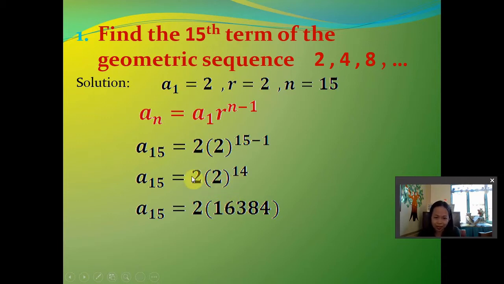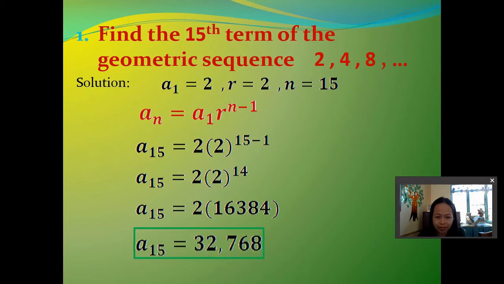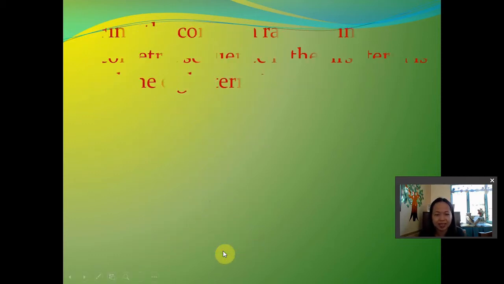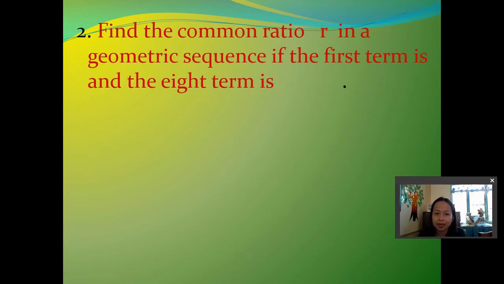16,384, and then multiply it with 2. So 16,384 times 2 is equal to 32,768. So this is our 15th term. Therefore, the 15th term of our geometric sequence is 32,768.